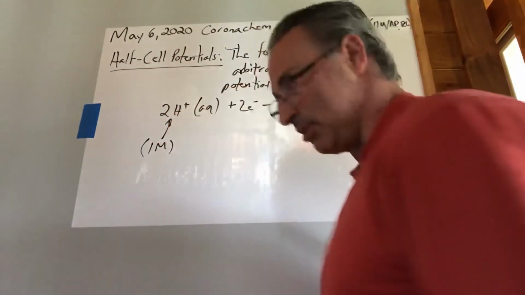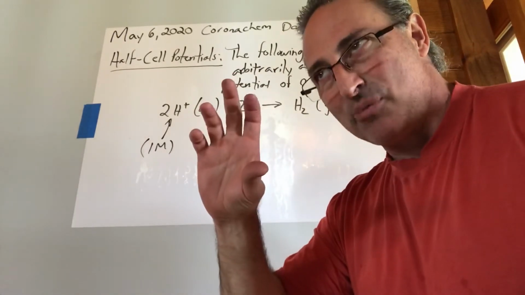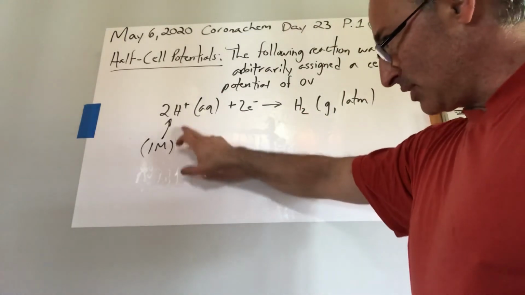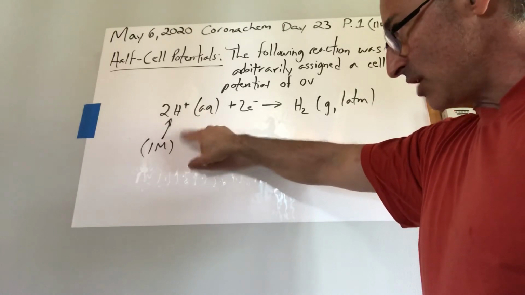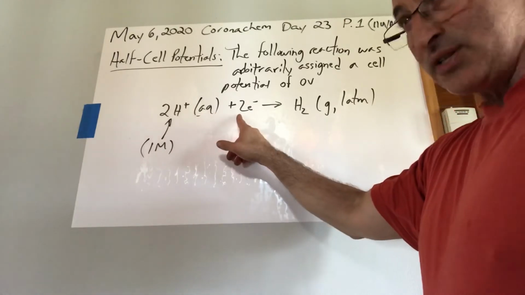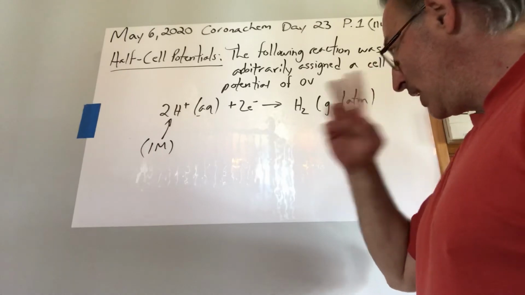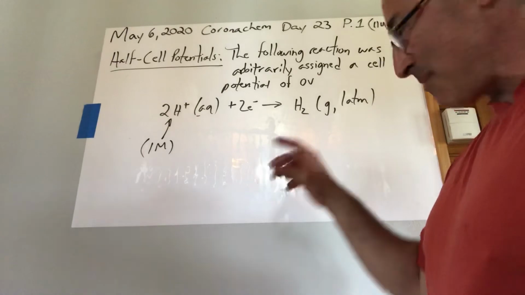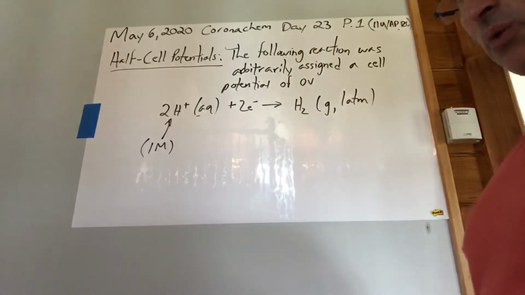So what they do is they bubble hydrogen gas onto a platinum electrode at 1 atmosphere pressure. That causes an electrochemical reaction. So if you put a platinum electrode in acid with a 1 molar concentration of protons, the protons will pick up electrons and you'll get hydrogen gas. And to make sure that the cell is working properly, they have gas bubbling at 1 atmosphere pressure through the solution to maintain that pressure of hydrogen gas.